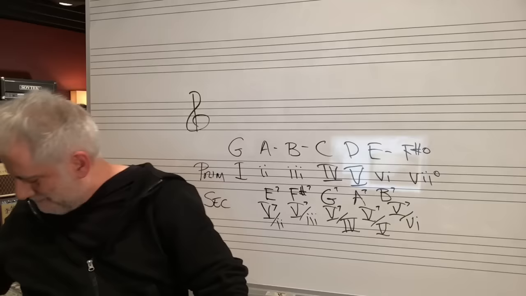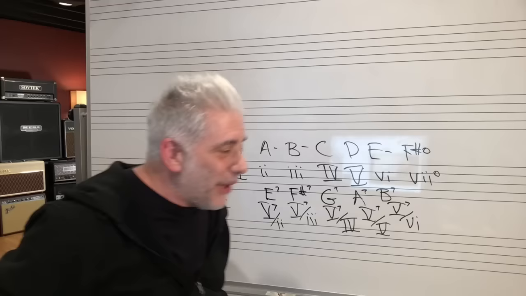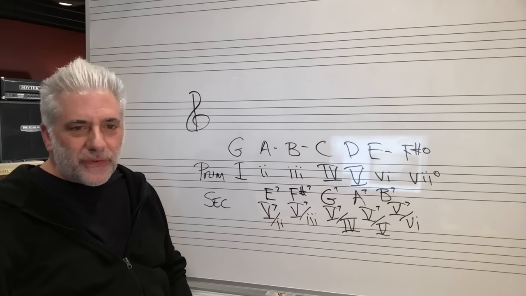I mean, Paul Simon would use a lot of these secondary dominants in his songs. So would people like Sting, the Beatles. They use all these kinds of things.